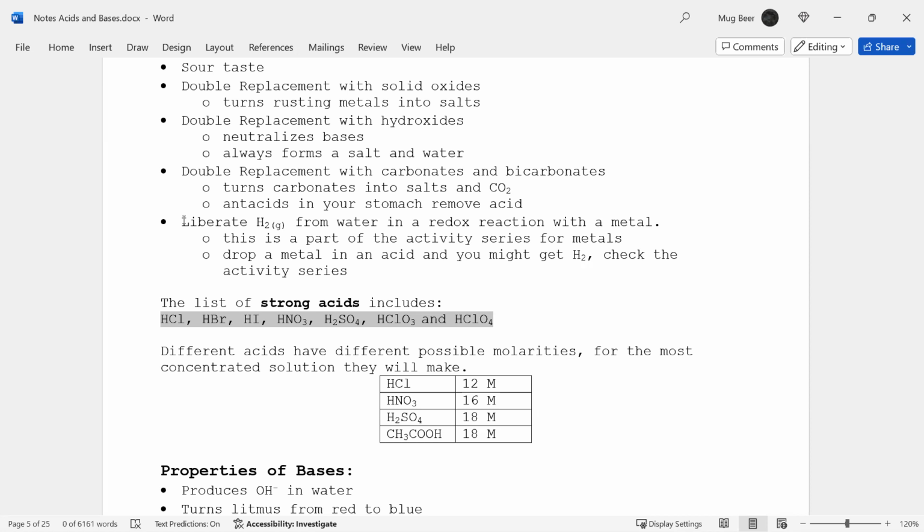So what was the difference between a strong and a weak electrolyte? What happens with the weak electrolyte? Tell me again what strong electrolyte meant. Full separation. So these guys have full separation. All of the H comes off no matter what. So what would weak acid mean?